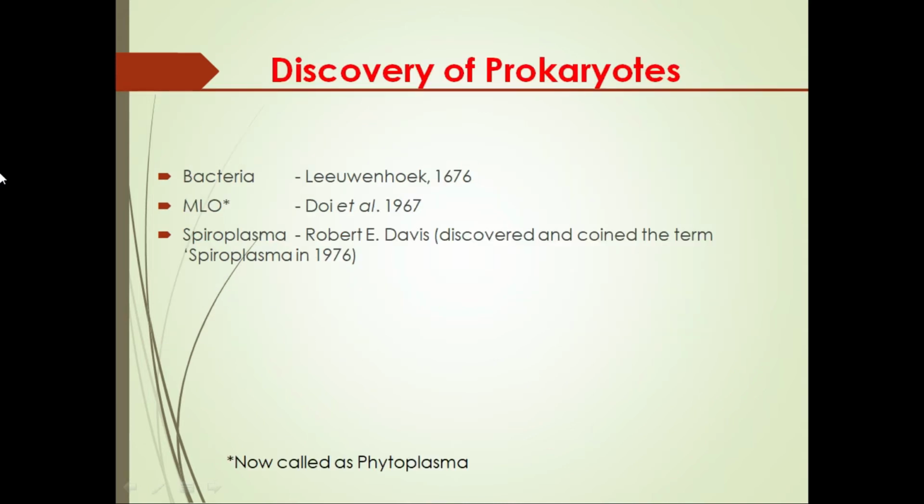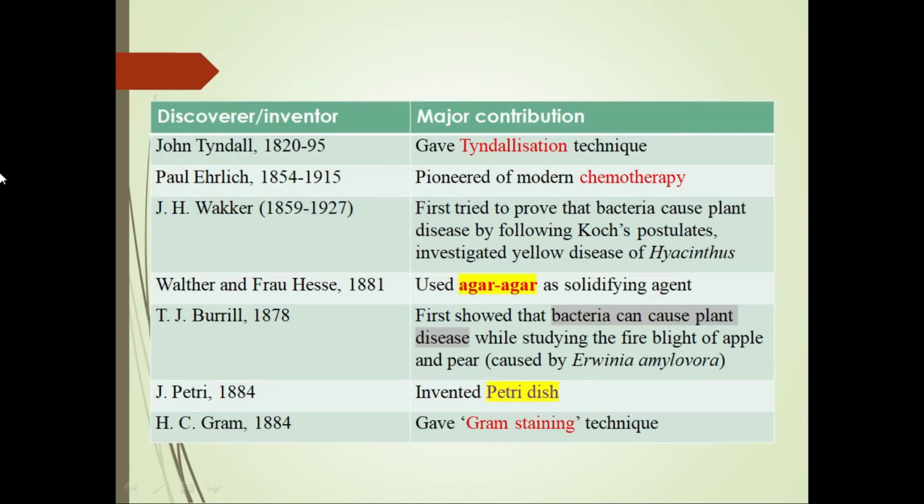So now we know that bacteria were discovered by Leeuwenhoek in the year 1676. MLO or Mycoplasma like organisms were discovered by Doi et al. in the year 1967, almost 300 years after bacteria were discovered. Spiroplasma is again another prokaryotic microorganism. It was discovered by Robert E. Davis in the year 1976. There are, in fact, hundreds of contributors to the science of microbiology in general and also in plant bacteriology.